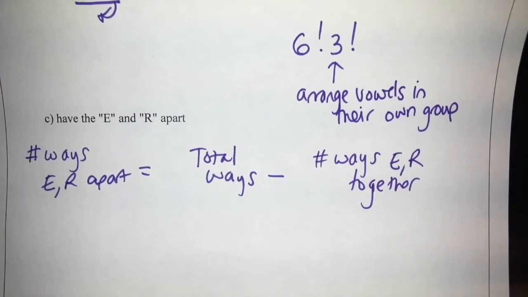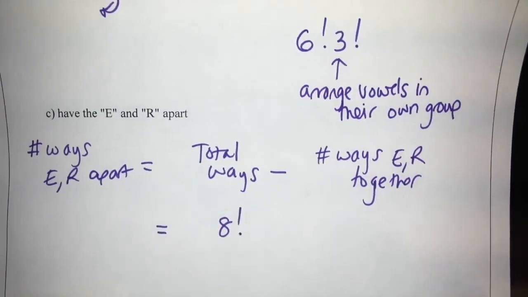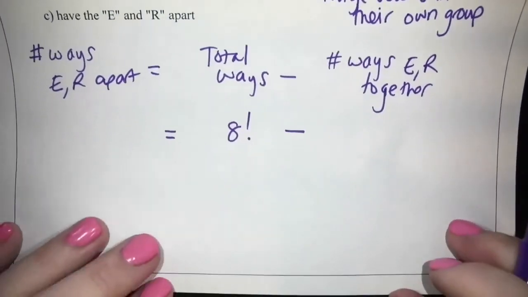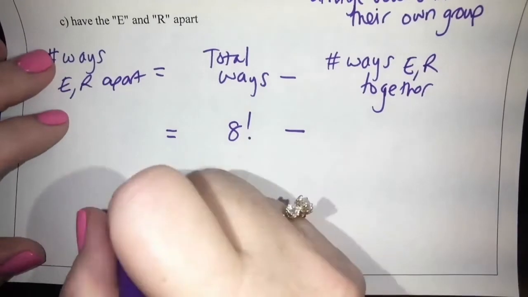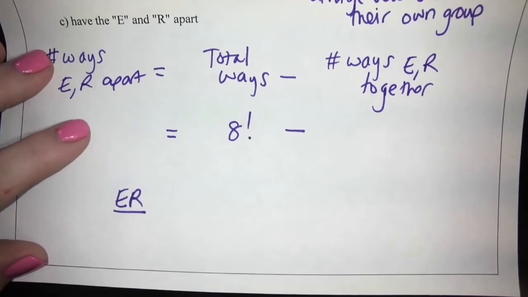And we'll use this method a lot for people being arranged in circles where people are apart, things like that. So the total ways to arrange computer is 8 different letters, so 8 factorial. Minus, now let's draw out down here the number of ways the E and R are together. So draw the ER in one spot and draw the rest of it out and see if you can figure out what you would get here. So hit pause and see if you can figure it out.